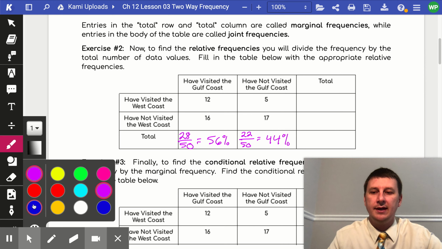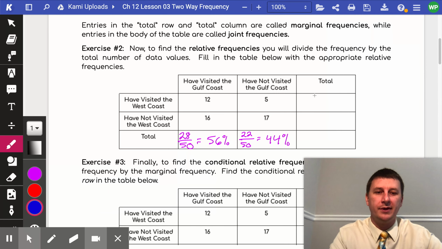We're going to do that same thing over here. We're going to add up 12 plus 5, and we're going to have 17. We know that's out of a possible 50 students, and when we divide those to get a percent, we're going to have 34%. And finally, we're going to add up 16 and 17. We'll get 33 out of 50, which is going to give us 66%.